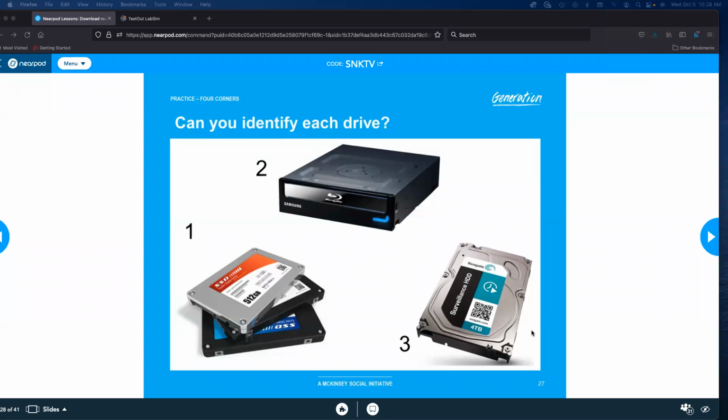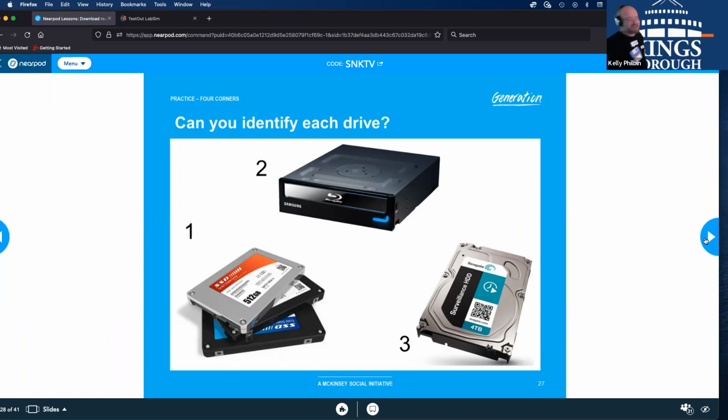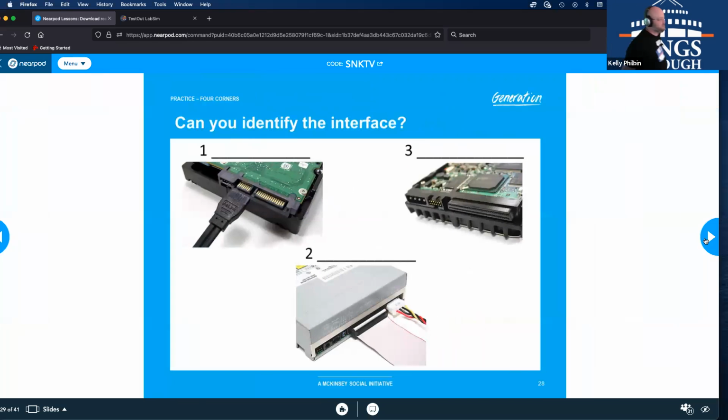And as we can quickly see, it is a 4 terabyte drive right there on the cover. So good work. Again, progress, not perfection. Don't be afraid to get things wrong. Give it a shot. Give it a try. Questions continue.